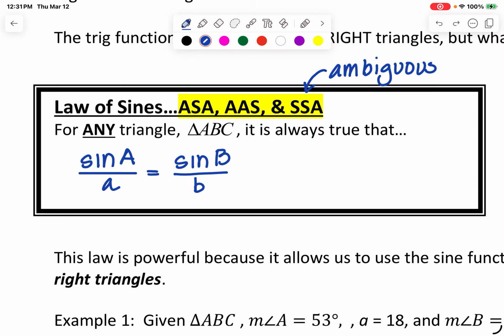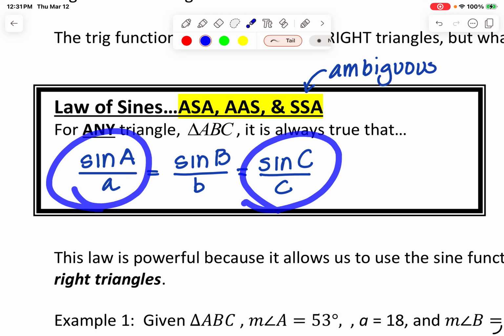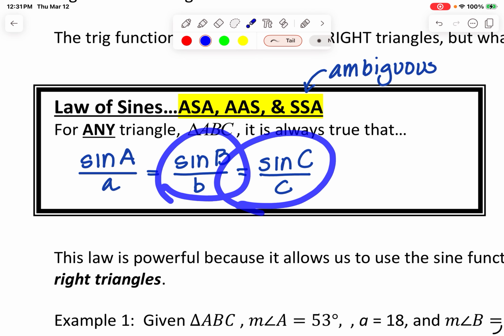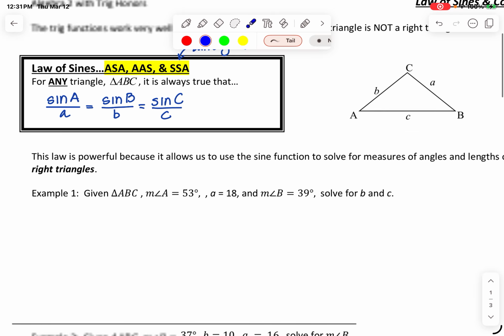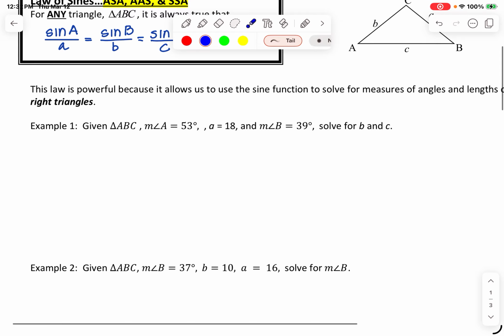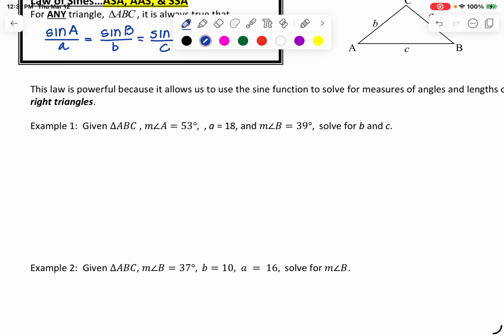It doesn't have to be angle A and side A or angle B and side B. It could also be angle C and side C. So it's any two of these. You're either setting the first two equal to each other, or the last two. It's not three ratios set equal to each other, it's just two making a proportion. So this law is powerful because it allows us to use the sine function to solve for measures of angles and lengths in non-right triangles, also referred to as oblique triangles.